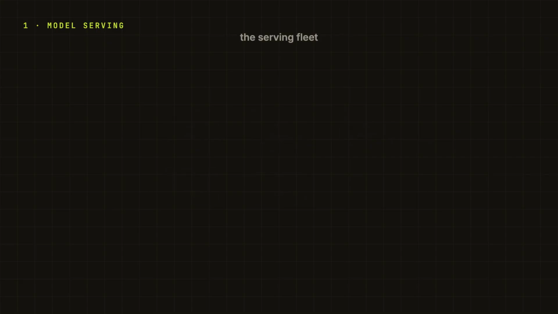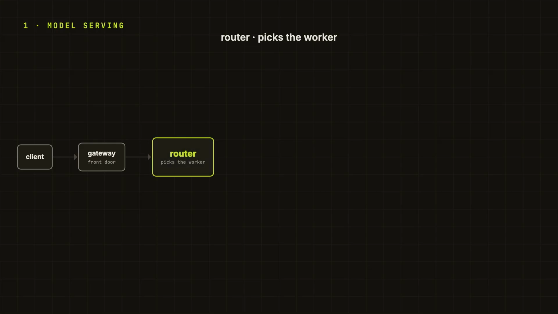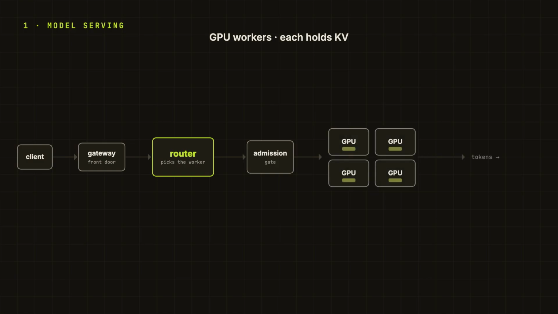So let us lay the fleet out once. At the front, a gateway, the front door. It takes the request in. Behind it, the piece that matters most, the router, whose whole job is to look at the request and pick which GPU worker handles it. Then a little admission gate, and the gate is allowed to say, no, not right now. Behind it, the pool of GPU workers, each running the model, each holding its own KV cache. And off to the side, a planner watching the whole fleet, deciding when to add or remove GPUs.